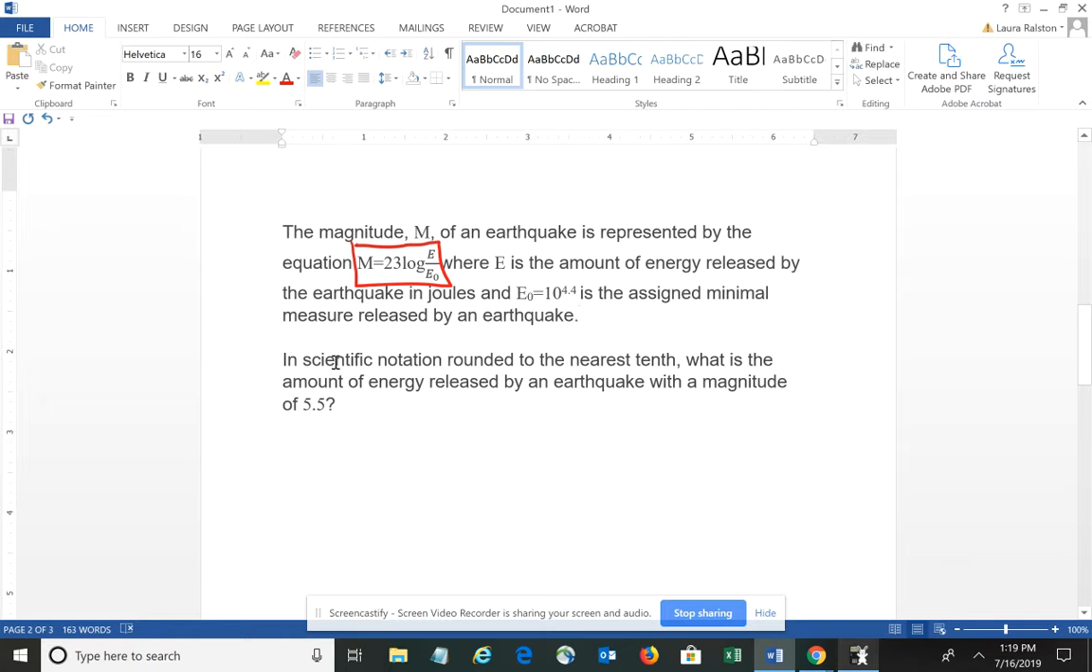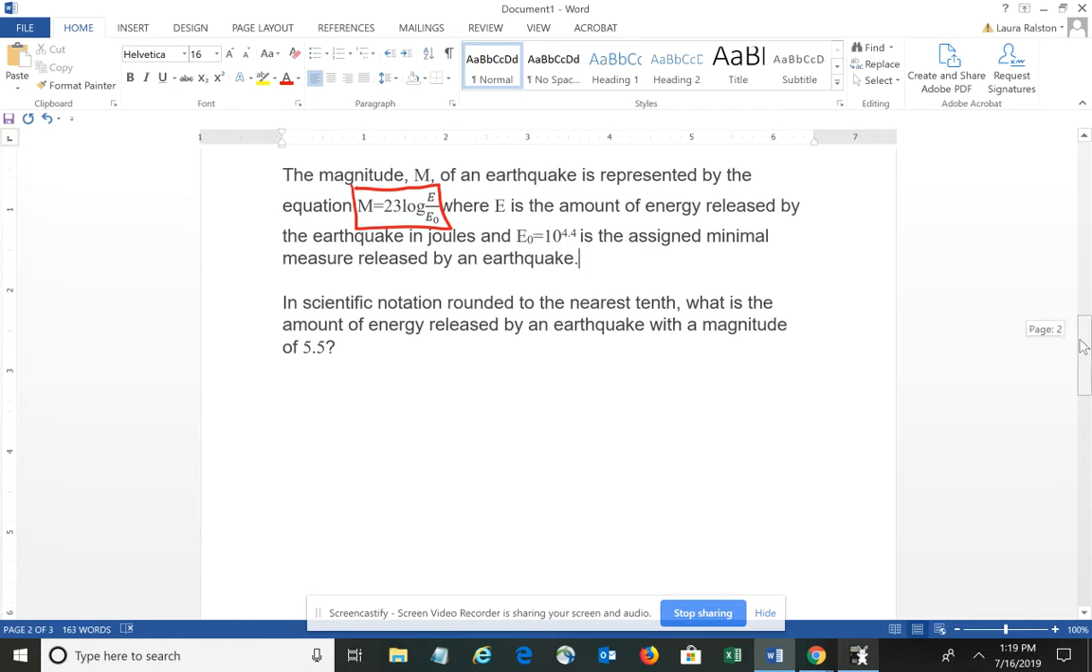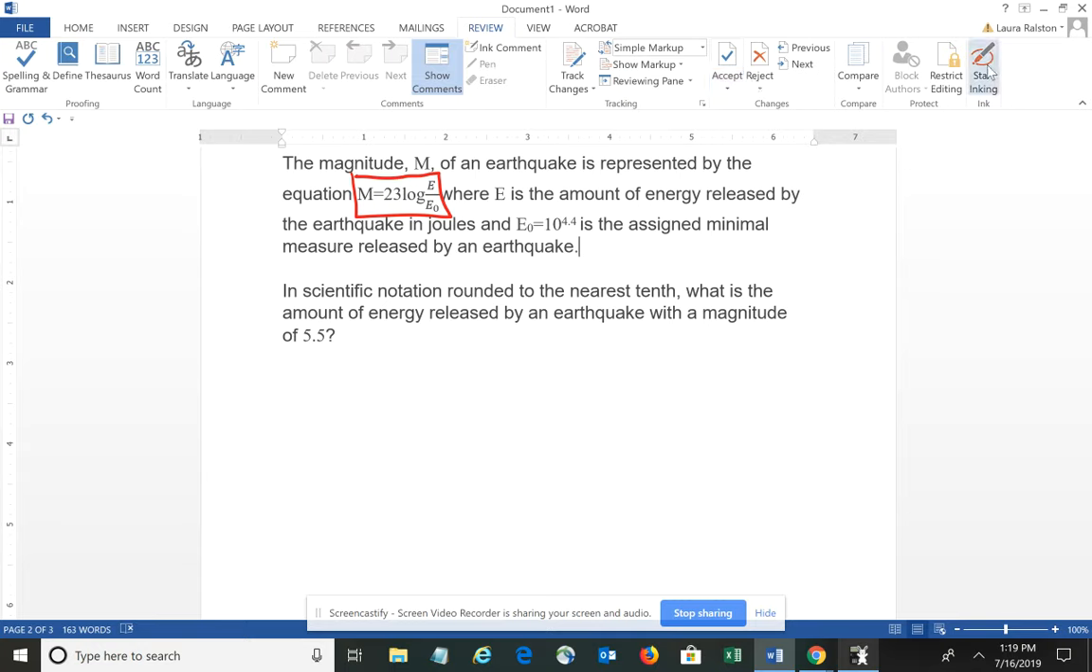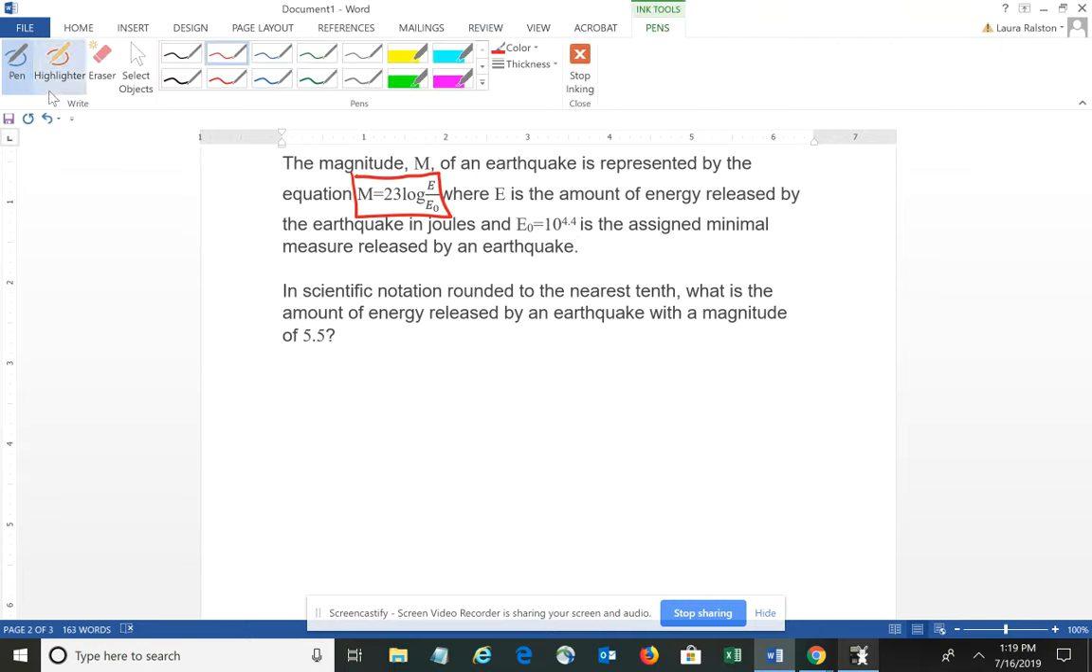In scientific notation, okay, so that's kind of tricky. To the nearest tenth, what is the amount of energy released by an earthquake with a magnitude of 5.5? Okay, so as I'm looking at this, again, I'm given the formula, so I have M equals 23 times the log of E divided by E sub 0.